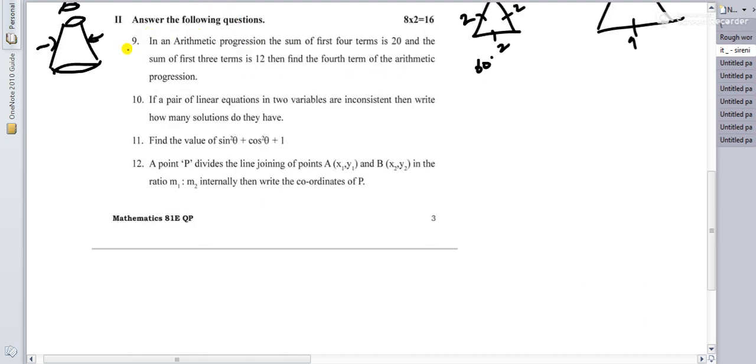Okay, so here is question number 9. Is it for 2 marks? Sorry, it's just a printing mistake, because this is only for 1 mark. So 8 into 1 is 8 marks. Just change it, because the third main will be for the 2 mark section.